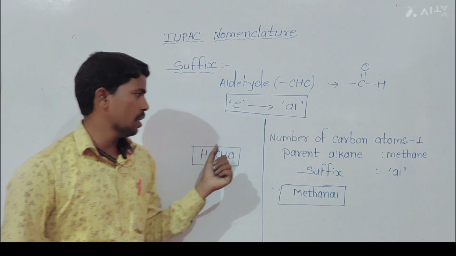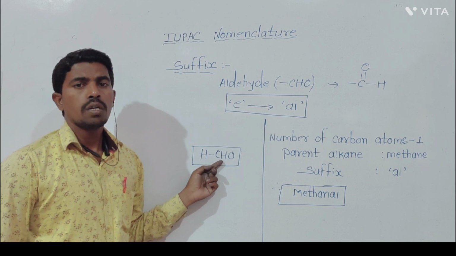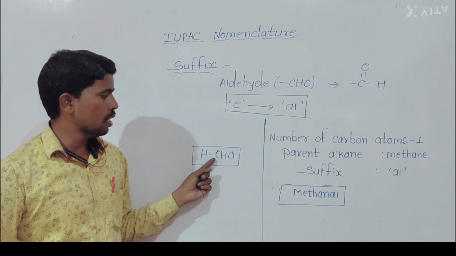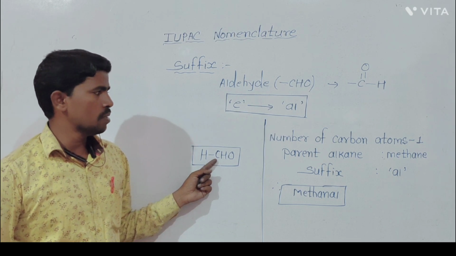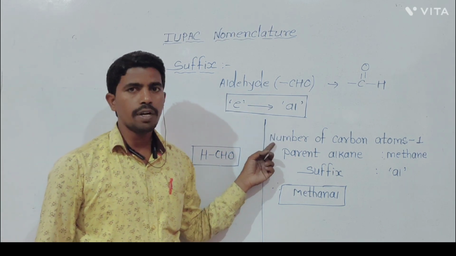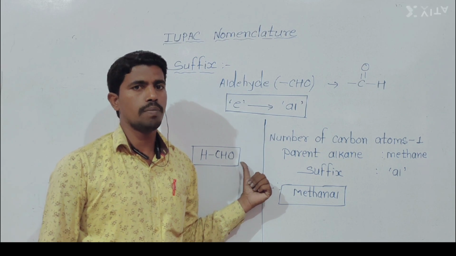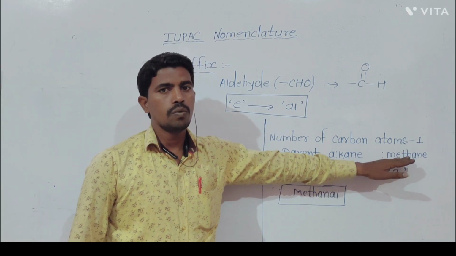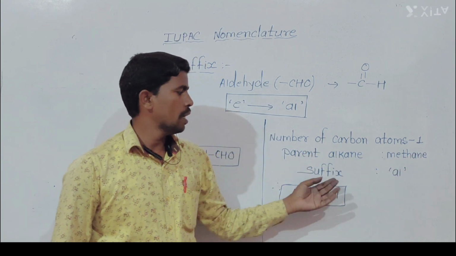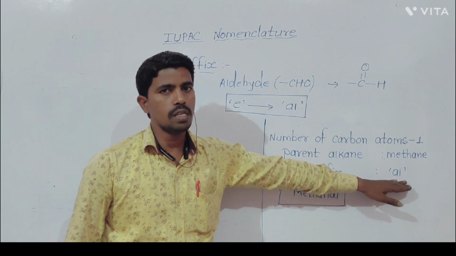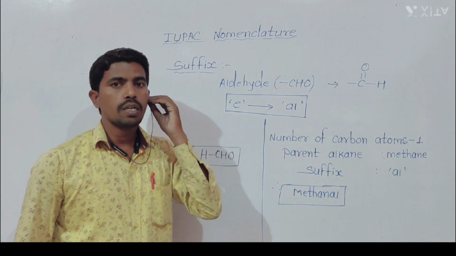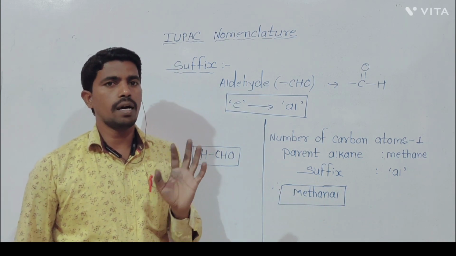For example, here HCHO. Count the number of carbon atoms in this compound. Here only one carbon atom is present. Therefore, the number of carbon atoms is 1, and the parent alkane of 1 carbon is methane, and the suffix used for CHO is AL. Therefore, the name of the given compound is methanal.